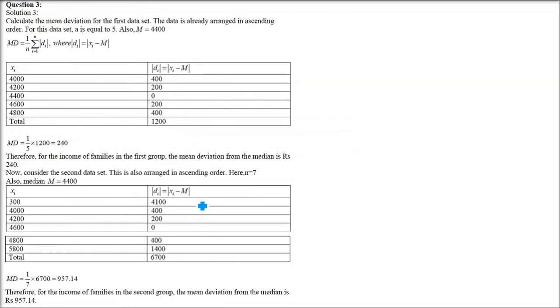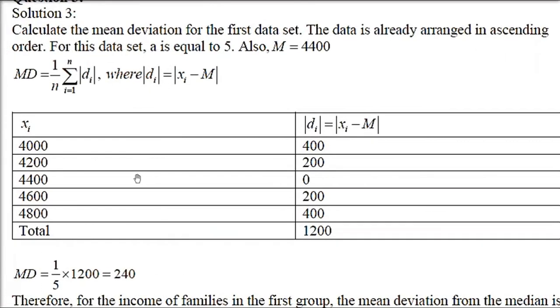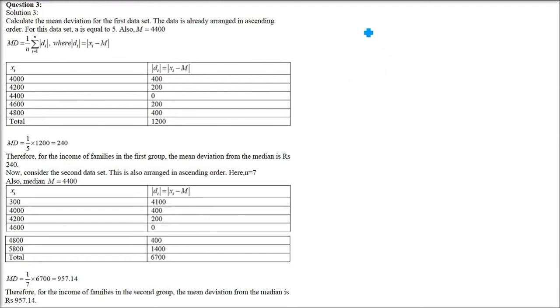Now question number 3. Now here two different lists are given. Calculate the mean deviation of the following income groups of 5 and 7 members from their medians. 5 and 7. First of all, there are two different lists. And then we have to find the mean deviation of each list around the median. So how to do this?